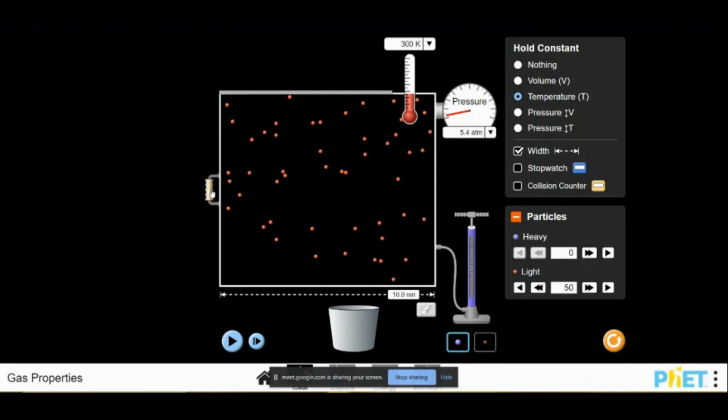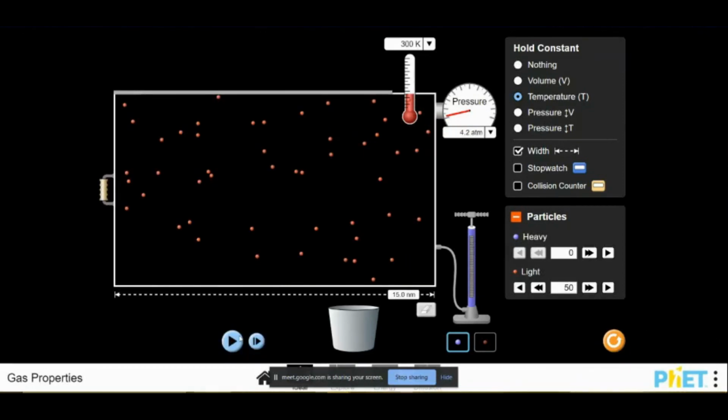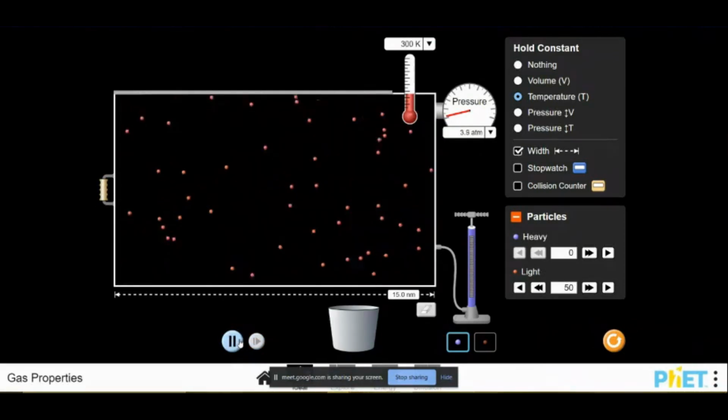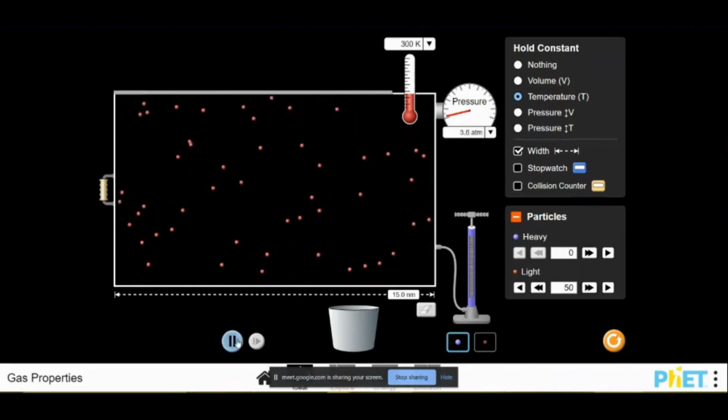Then for the last one, we will do a 50 nanometer container. So we play it again and pause to record the pressure in our table.